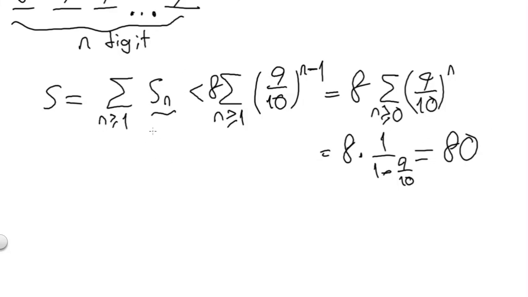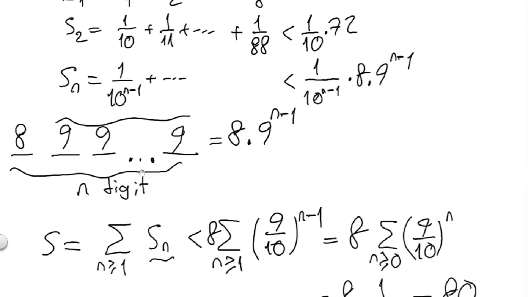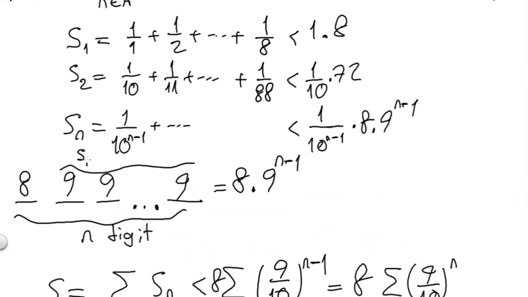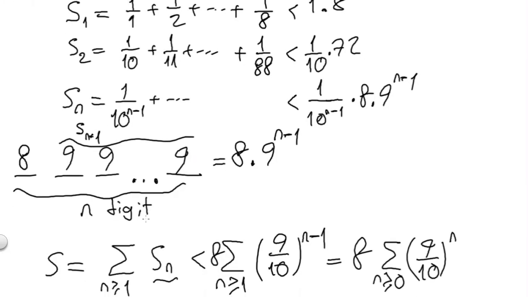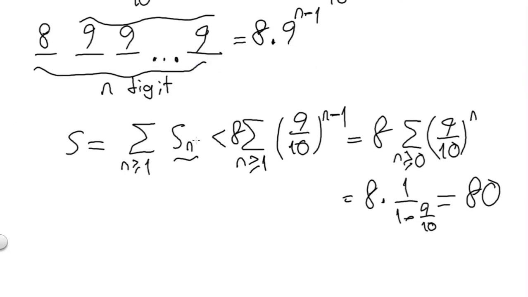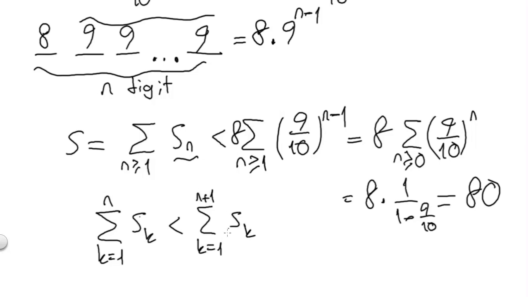Also, basically, the sum of Sn is increasing. Why? Because if I think of it as a partial sum, which is finite, and I add Sn plus 1, which has only positive terms, then the sum of Sk for k from 1 to n is of course less than the sum of Sk for k from 1 to n plus 1. So this is just increasing.